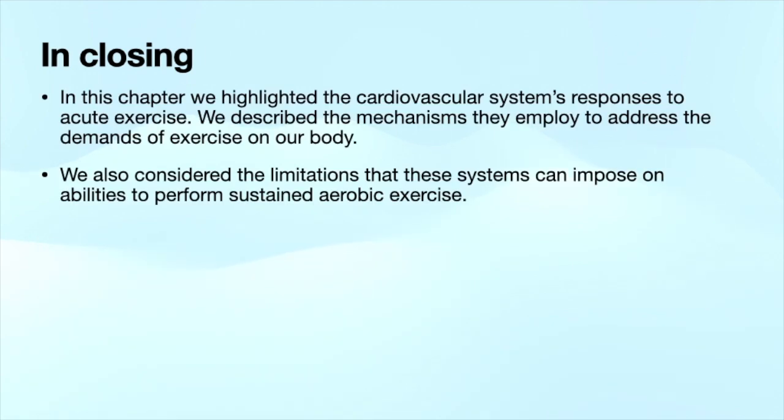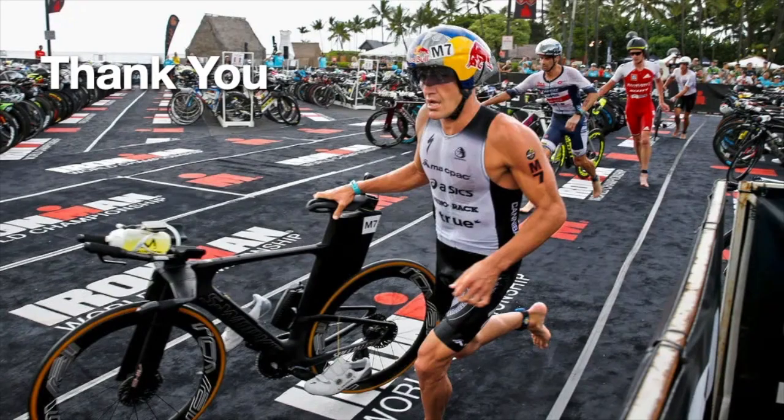So in closing, in this chapter, we highlighted the cardiovascular system's responses to acute exercise. We also described the mechanisms they employ to address the demands of exercise on our body. We also considered the limitations that these systems can impose on abilities to perform sustained aerobic exercise.